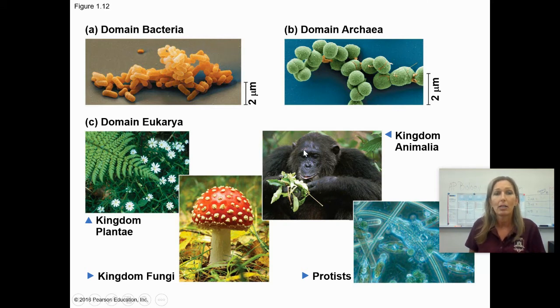Now, all eukaryote cells are in the domain Eukarya. From that domain Eukarya, we actually will break and classify organisms into the next subgroup, which is called a kingdom. From kingdoms, we have the plant kingdom, the fungus kingdom, the animal kingdom, and the protist kingdom.